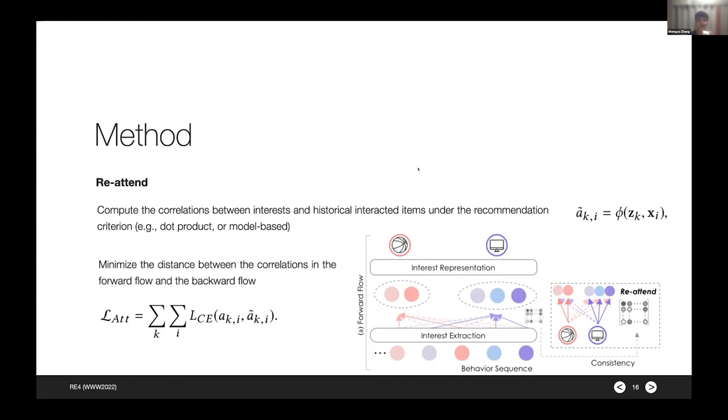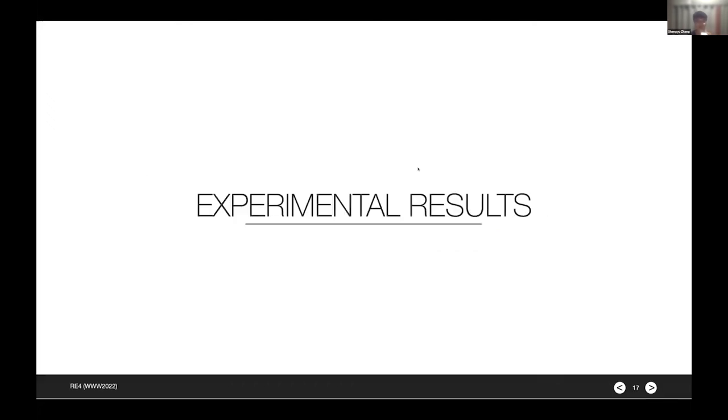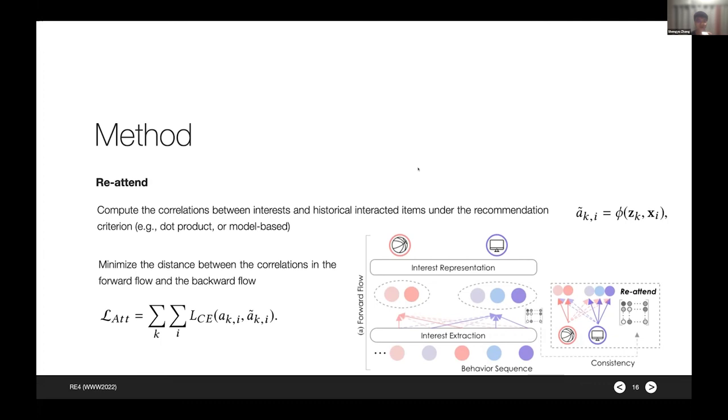We compute the correlations. And then we minimize the distance between the correlations in the forward flow, which might be the attention weight in ComiRec, and the backward flow, which means the correlations computed using the recommendation criteria. We directly minimize the distance and ensure the consistency. So that's the whole part of our RE4 algorithm.